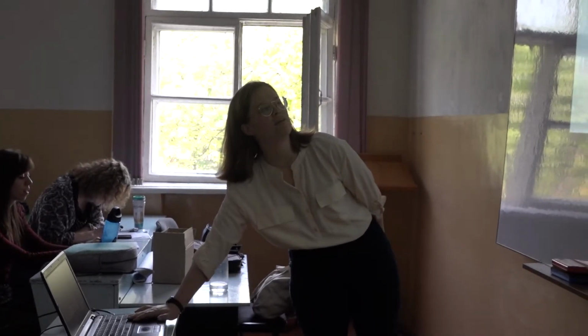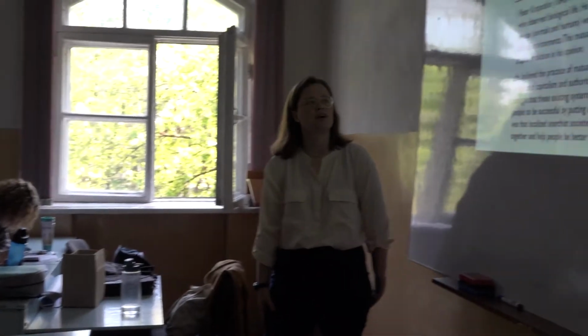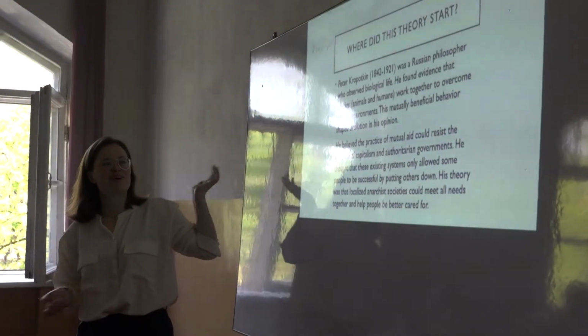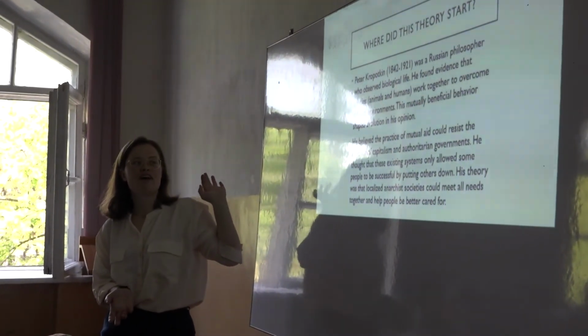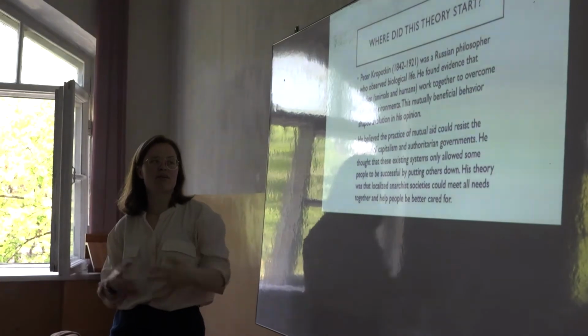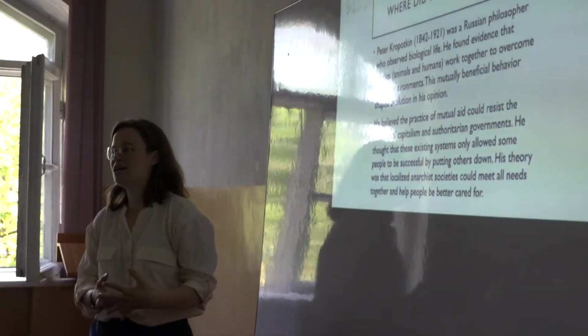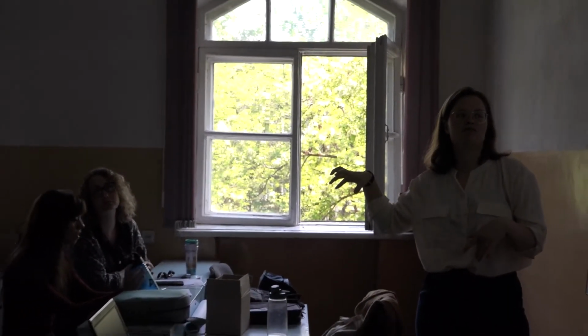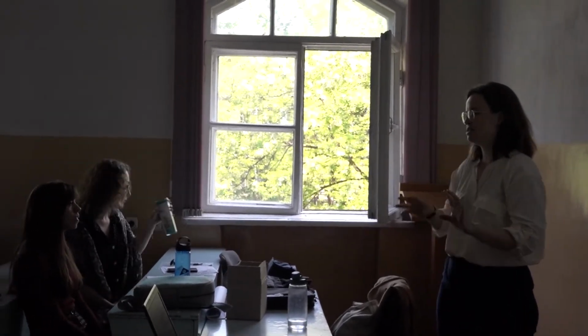Okay. I don't think we need to do this whole slide, but this is just where this theory started. There was a Russian philosopher who observed biological life, and he found that when animals and humans work together, they can overcome difficult environments. This is mutually beneficial, and this was opposed to, or in addition to, Darwin's theory of evolution. He believed that there was also this mutually beneficial behavior. Instead of just humans or animals competing with each other, sometimes they come together to help each other. And this exists not just in the human world.